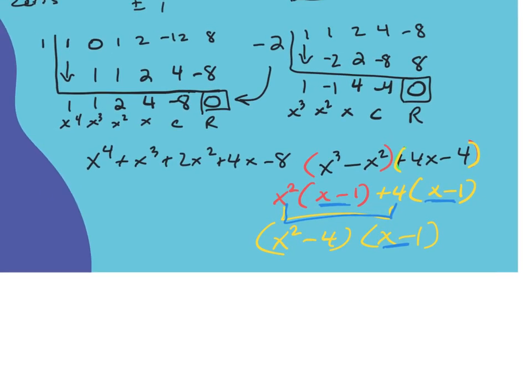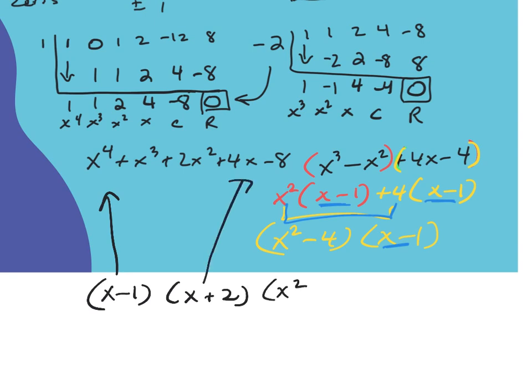So in factored form, I've got the x minus 1. That was the first synthetic. Then the next synthetic is x plus 2. And then I have this one and this one. So now what's going to happen here is, notice this one's an x squared. I'm looking for 5 answers. I've only got 4 factors written here, but this one with the x squared is going to account for 2 of them. So let's go ahead and solve each of these.